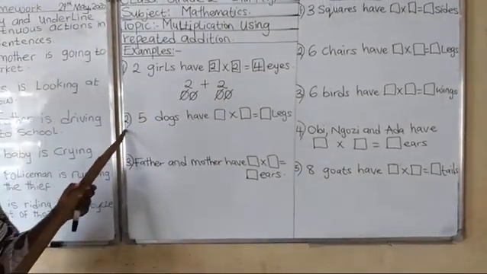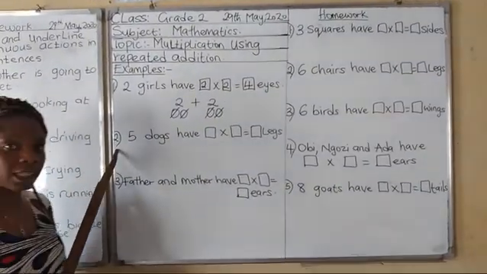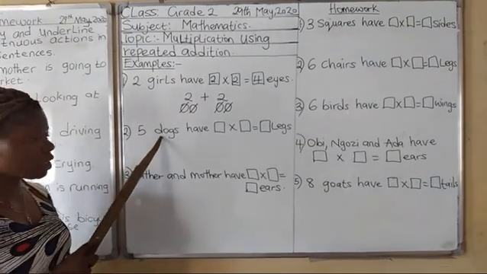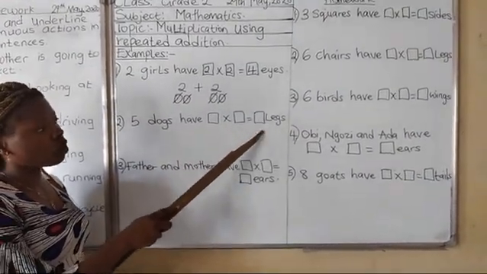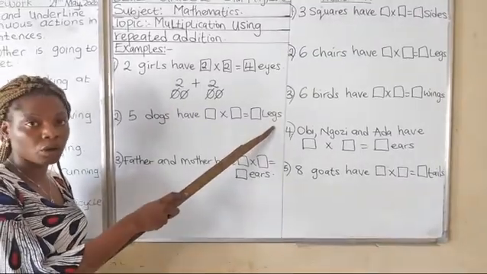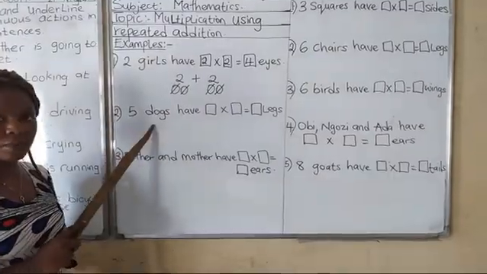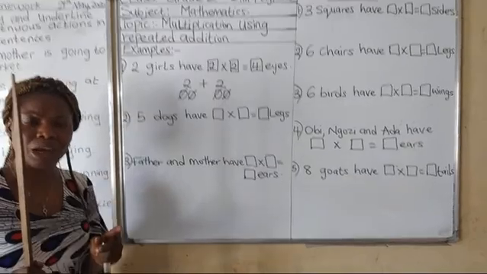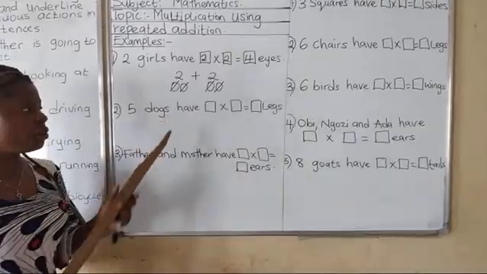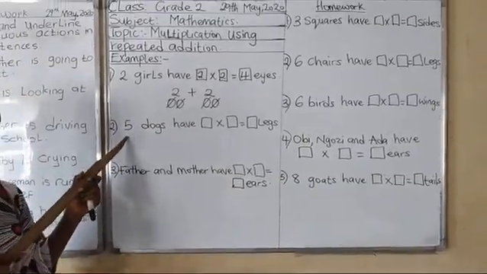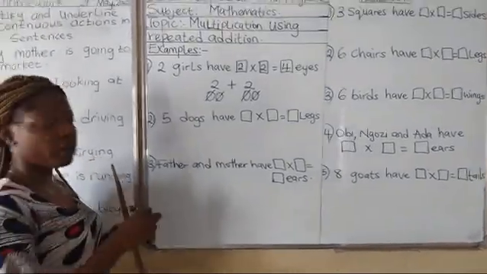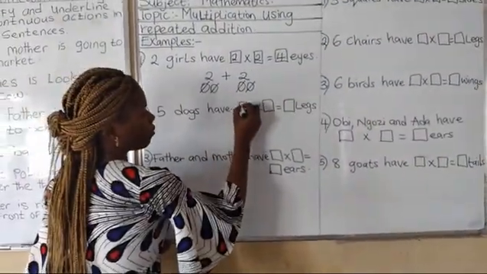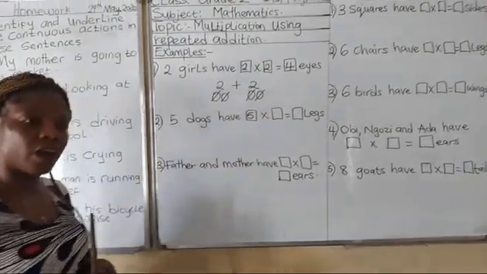Number 2 example. 5 dogs have box times box equal to box legs. How many dogs? 5 dogs. You ask yourself, how many dogs are we talking about here? Children, how many dogs are here? We have 5 dogs. You write it in your first box. 5.